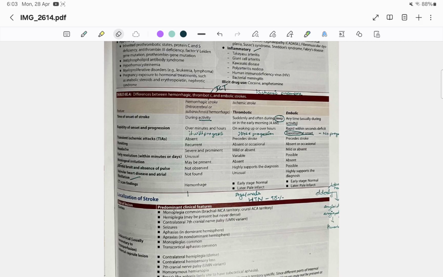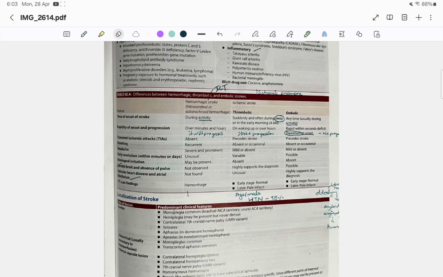So meningeal irritation will be the main thing for hemorrhagic. If the patient is coming to the emergency room, what you should do is take a CT. It is a non-contrast CT. Why non-contrast? Because you can see the blood in the CT film. If it is a hemorrhagic stroke, your management will be different. If it is a thrombotic stroke, your management is different.